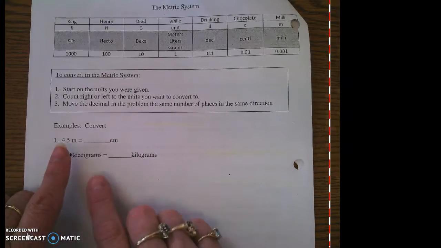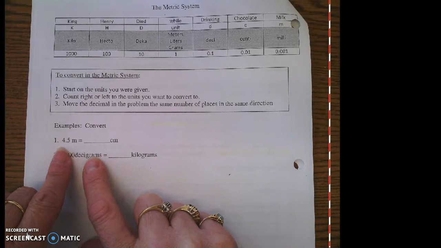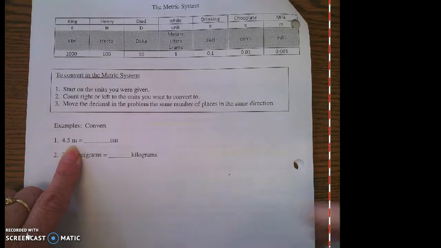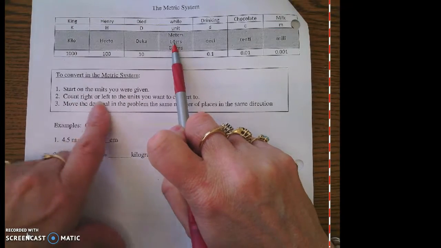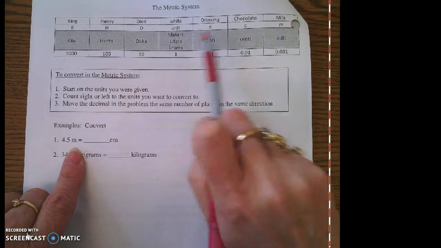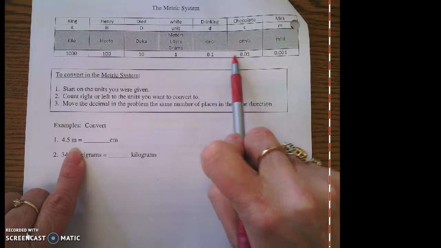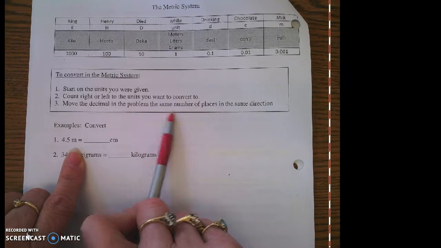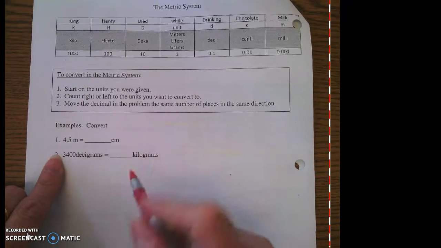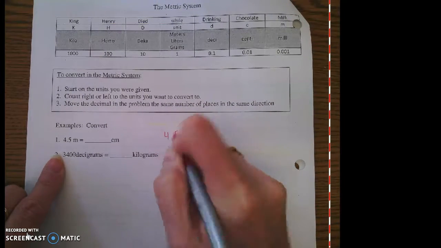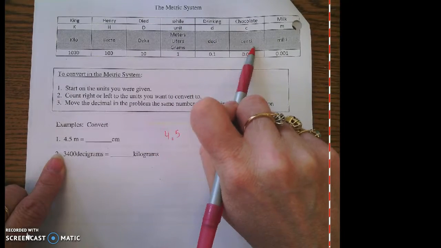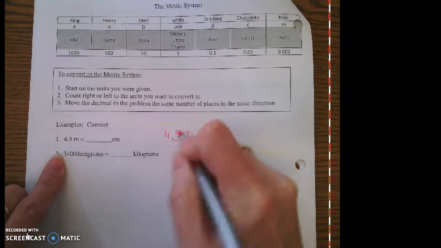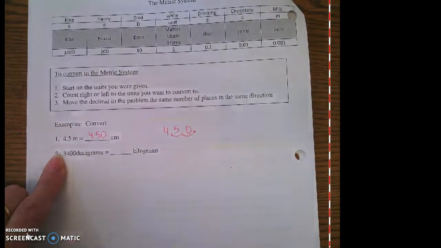I'm going to do a problem as I go through the directions. 4.5 meters is how many centimeters? You start on the units you were given, so I'm starting here. Count right or left to the units you want to convert to. I want to go over here, so I'm moving 2 places to the right. Then I move my decimal in the problem the same number of places in the same direction. I started with 4.5, moving 2 places to the right, so here's my decimal now, and it's 450 centimeters.